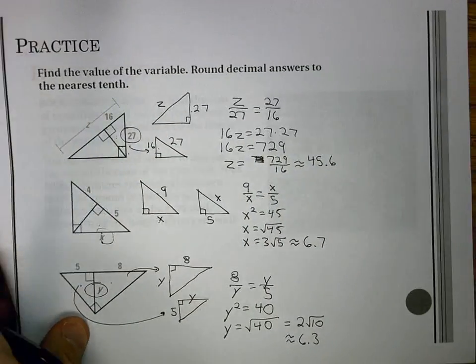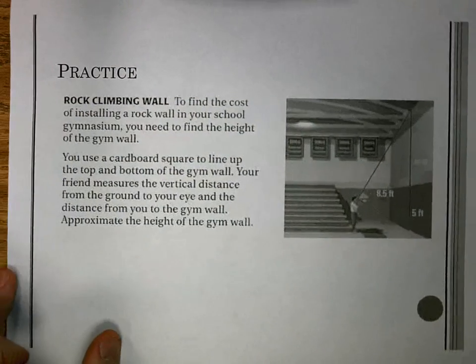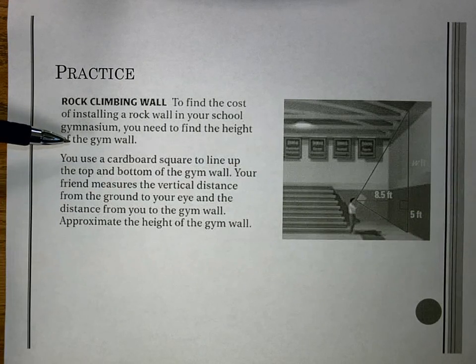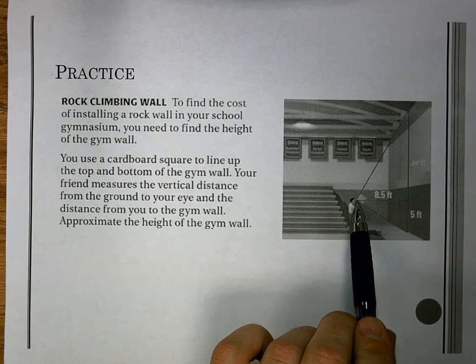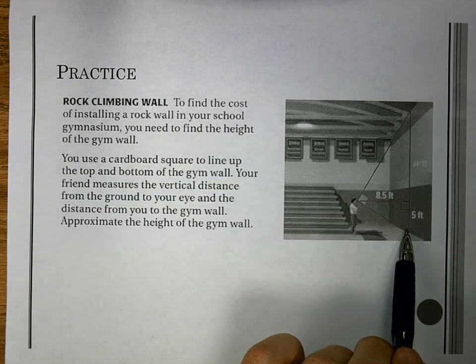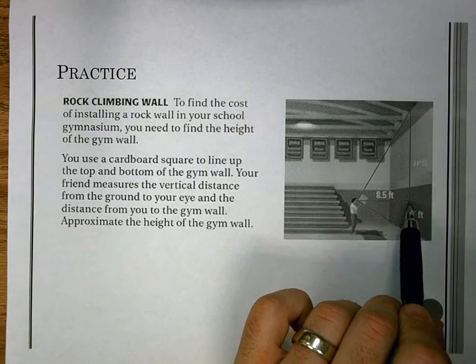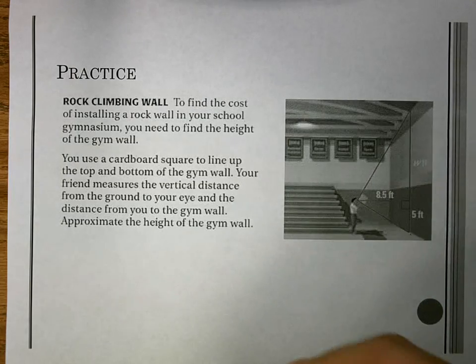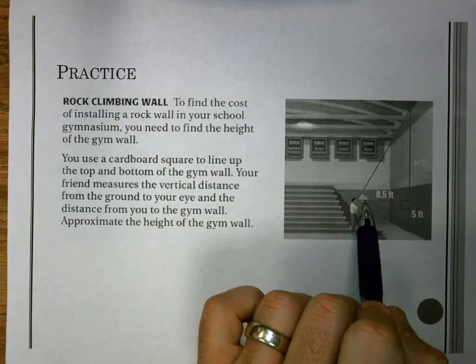Okay, lastly, we have an example here. We're looking at a rock climbing wall. So we need to find the cost of installing a rock wall in your school. And you first find the height of the gym wall. So we have this person standing here looking at a corner of a square, and this actually gives him a line of sight to the floor and the ceiling, and he can actually measure from his eye line down, it's 5 feet, and he's 8.5 feet from the wall, which seems like odd measurements, but they actually let you have similar triangles, because I have a right triangle there, to find that W.